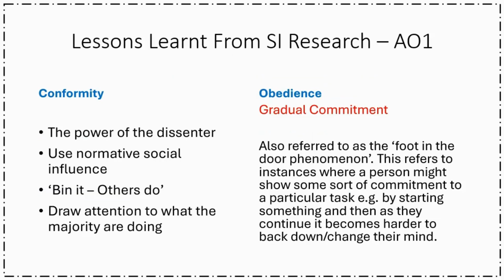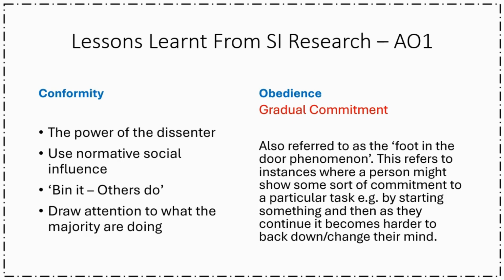So what else have we learned from all the social influence research that we have examined about how to change people's opinion? Well, in terms of conformity, first of all, we've learned that if there's a dissenter willing to break the unanimity of the group, then that is going to help people be more independent in their decisions. We also know that normative social influence is still very influential. So if you want somebody to conform, make them feel like they need to fit in with the group. An example of that is litter. There was a campaign that went, bin it, others do. It suggests that everybody's doing it, so therefore you should be doing it as well.